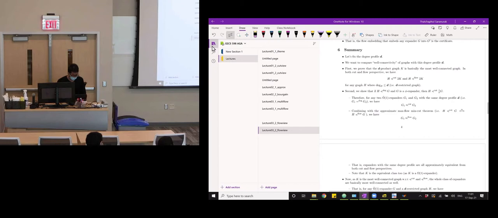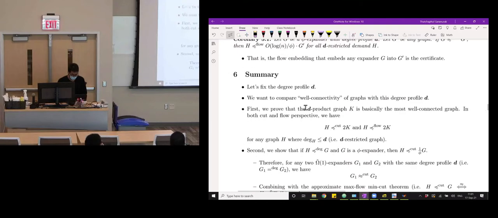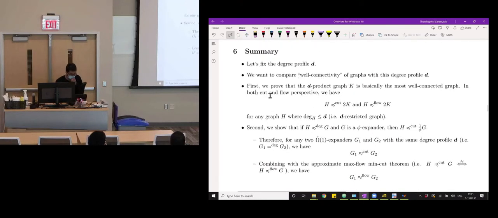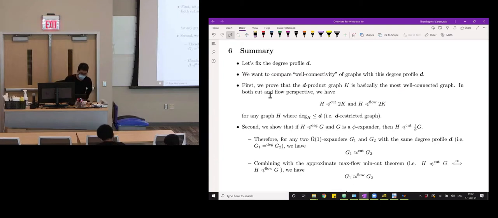Okay, so let me start by reviewing what we talked about yesterday. Suppose that we look at the graph with degree profile D, and what we talked about yesterday is basically to compare the well-connectivity of any graph that has degree profile D or D-restricted.